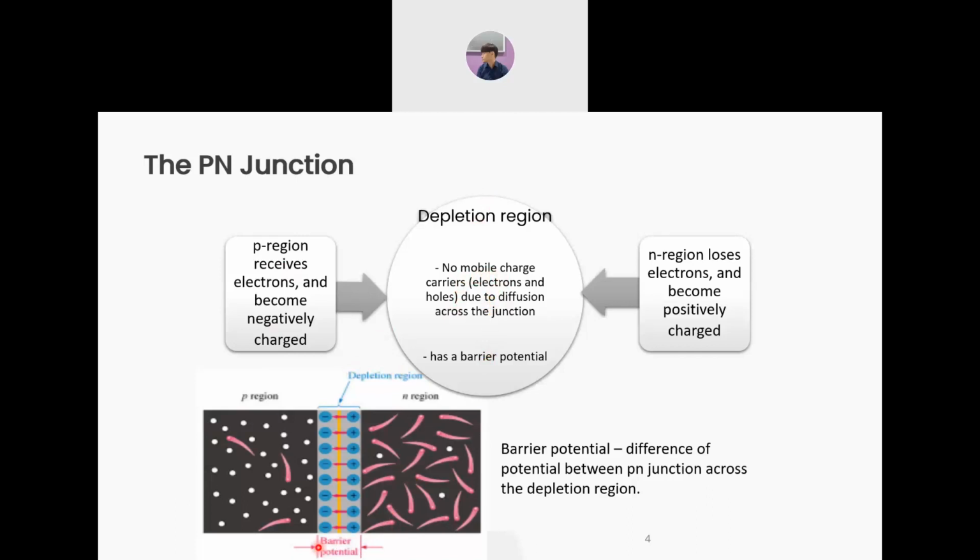This is what we call the barrier potential. Barrier potential is the difference of potential between p and n across the depletion region. Remember, potential is due to position. Remember last time we learned about potential energy and kinetic energy. Potential is due to the position. So barrier potential is the difference of potential between p and n across the depletion region.